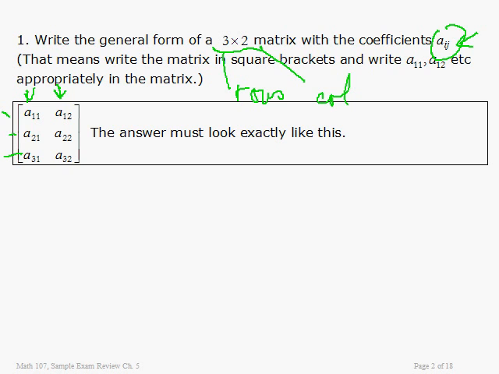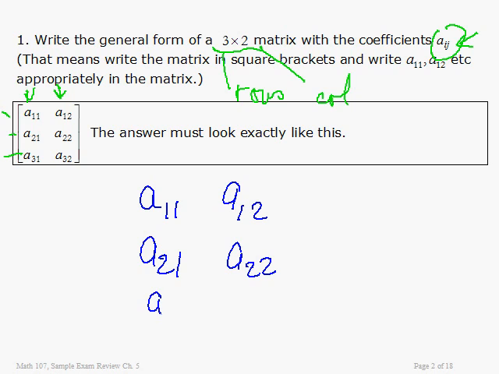So in this case, it's a 3 by 2, so you've got A1,1. That's first row, first column. A1,2, first row, second column. A2,1, second row, first column. A2,2, second row, second column. And the last is A3,1, which is the third row, first column. And A3,2, third row, second column.